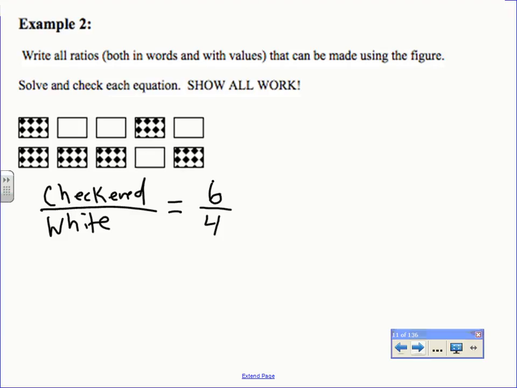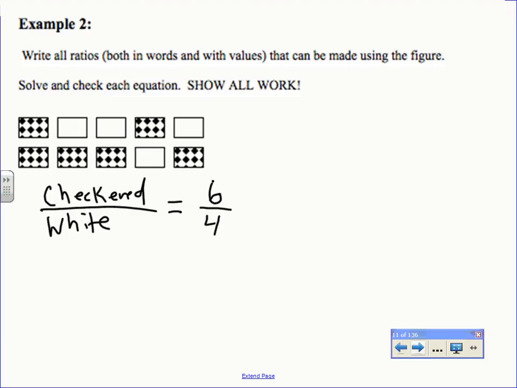Peyton? Now, if we were to change it, it would be a different ratio. So no, it doesn't matter, but for now, we're going to kind of stick together since we're kind of doing these together. But no, if I ask you a question, Peyton, and say, find the ratio of checker to white, it has to be 6 to 4. If I were to ask you, find the ratio of white to checkered, then it would have to be 4 to 6. Does that make sense?